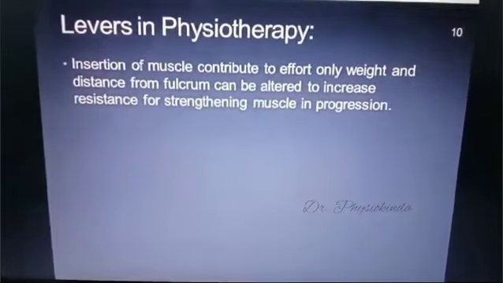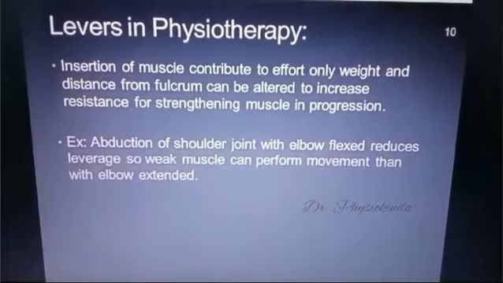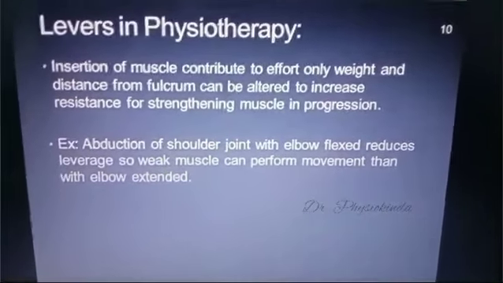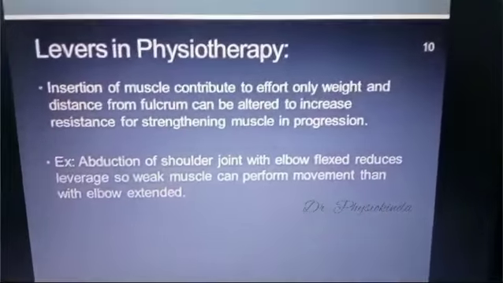For example, abduction of the shoulder joint with the elbow flexed works as a short lever. So a weak muscle can perform the movement more easily than with the elbow extended, because an extended elbow acts as a long lever. Patients can do the abduction of the shoulder with the elbow flexed as it acts as a short lever.